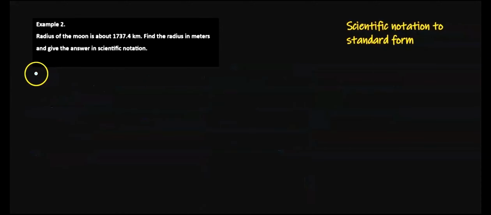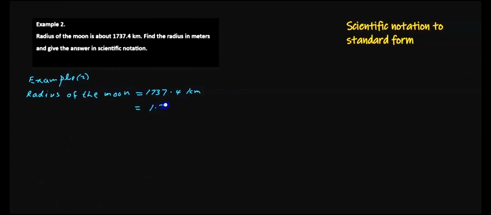Now let's do example 2. In this, the radius of the moon is given in kilometers. We have to find the radius in meters and give the answer in scientific notation. Radius is equal to 1,737.4 kilometers. When we convert it to scientific notation, we get 1.7374 into 10 to the power 3 kilometers.